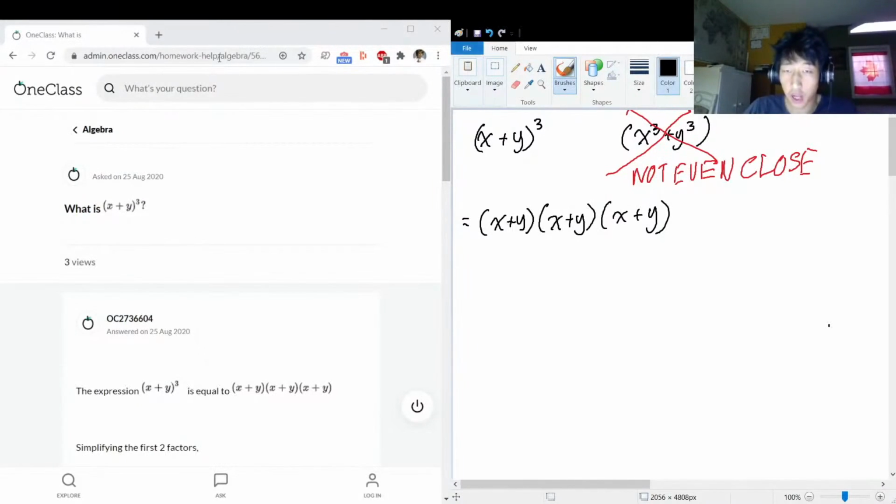So the power of 3 is also referred to as cubed. If you have x plus y cubed, you can rewrite it like this, and then we can just treat it as if we're multiplying terms together. Now keep in mind that, I'll just show what we've got to multiply.